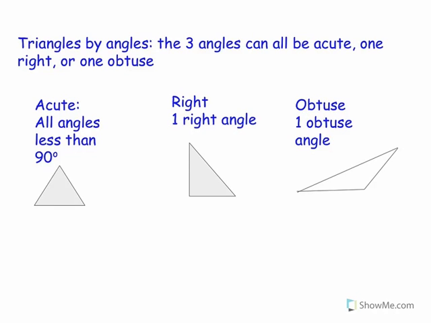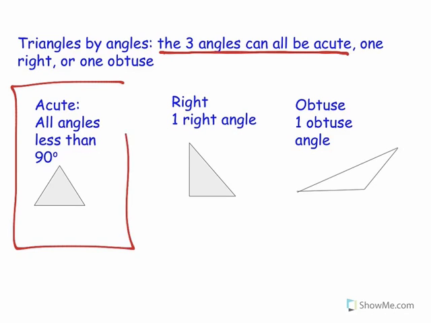So let's talk about their angles since we just reviewed from yesterday. So triangles can have three types. So in the first one, the three angles can all be acute. Then we would say the triangle is an acute triangle. So here, each angle is less than 90 degrees.